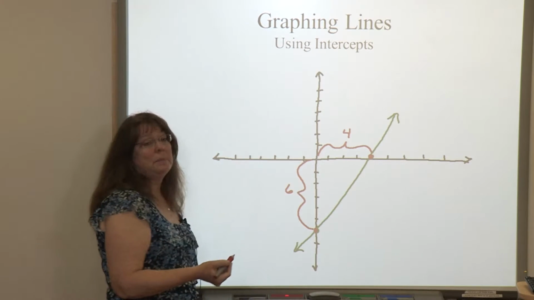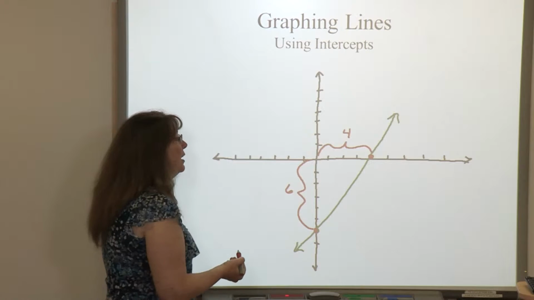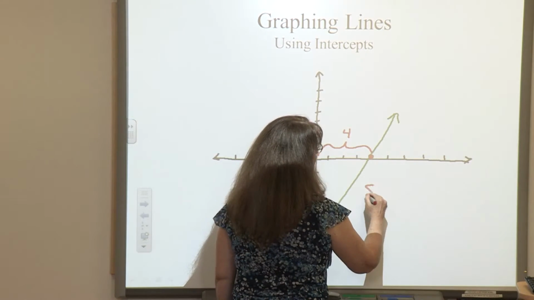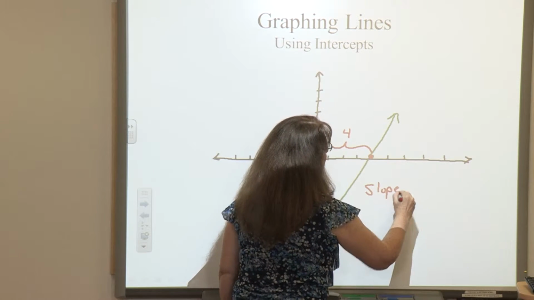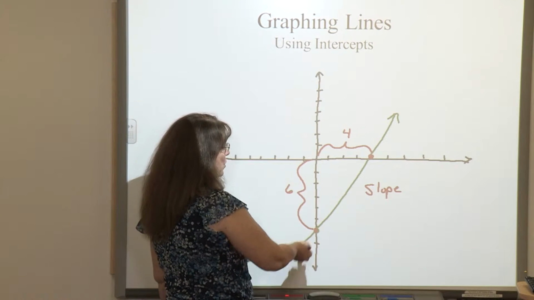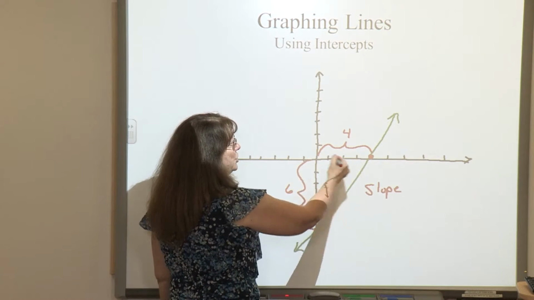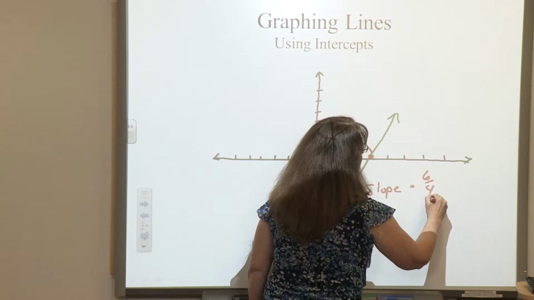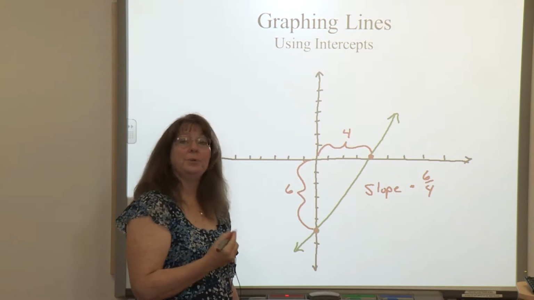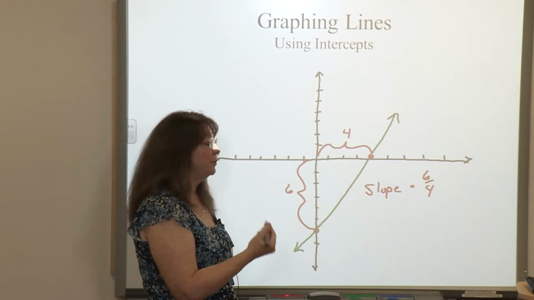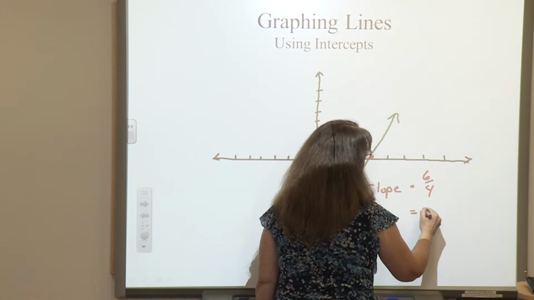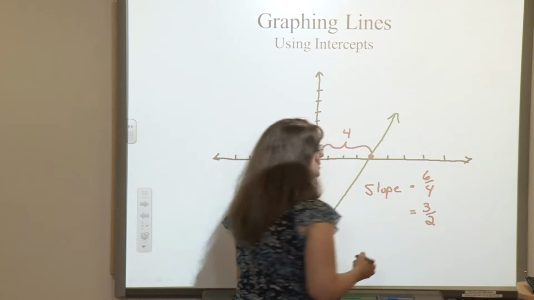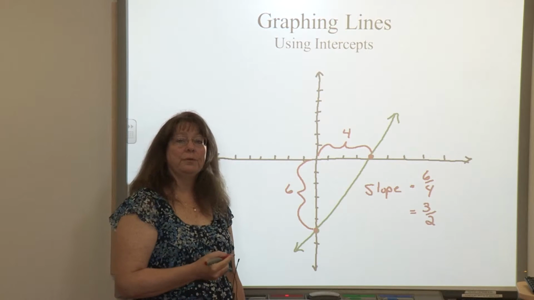If I want to set this up and use it for my slope, then the values I'm going to have are the change in the y direction, 6, over the change in the x direction, 4. Usually they'll go ahead and reduce any fractions that you have so that they're in lowest terms. So I would actually have a slope of 3/2.